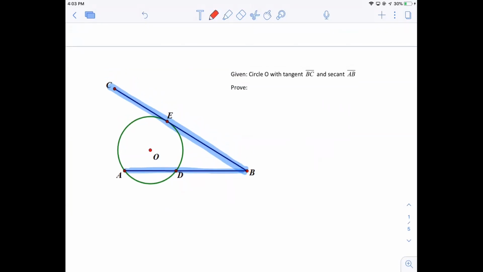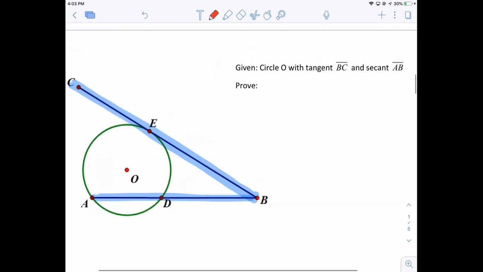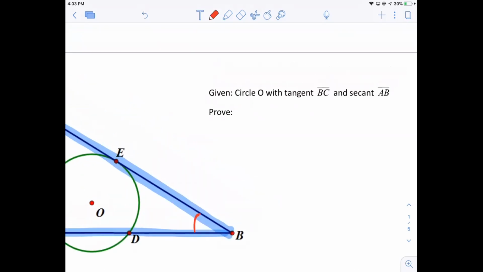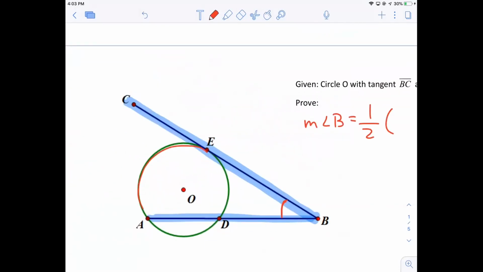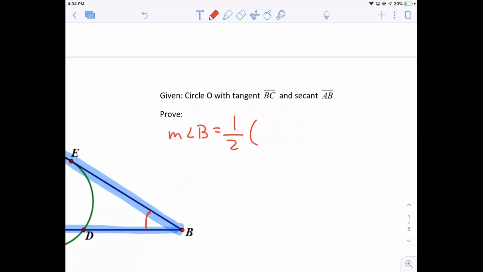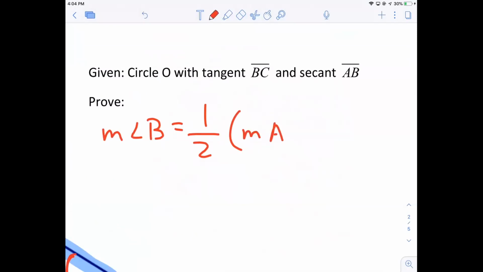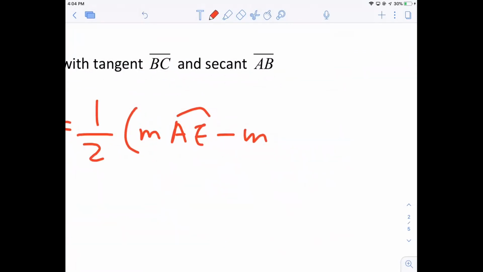So given circle O with tangent BC and secant AD, what are we trying to prove? Well, the theorem says that this exterior angle, angle B, is going to be half the difference of the two intercepted arcs. So the difference, we're always going to start with the larger arc. So that's going to be the measure of arc AE minus the measure of the smaller arc ED.